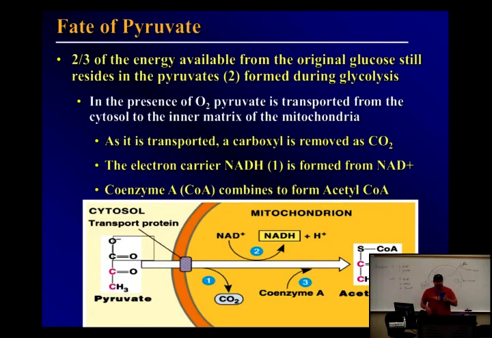So that's only a little bit of the energy, right? There's still a lot of energy left. And so what's the powerhouse of the cell? The mitochondria, right? And it's that for a reason. So all this is taking place in the cytosol or cytoplasm. And now we have pyruvate, and we have to get pyruvate into the mitochondria.